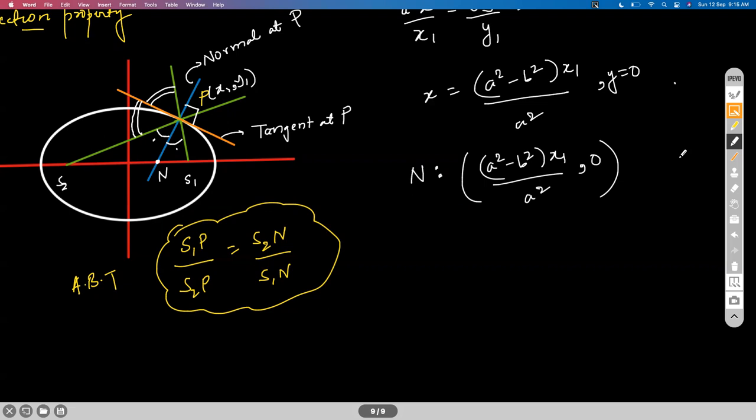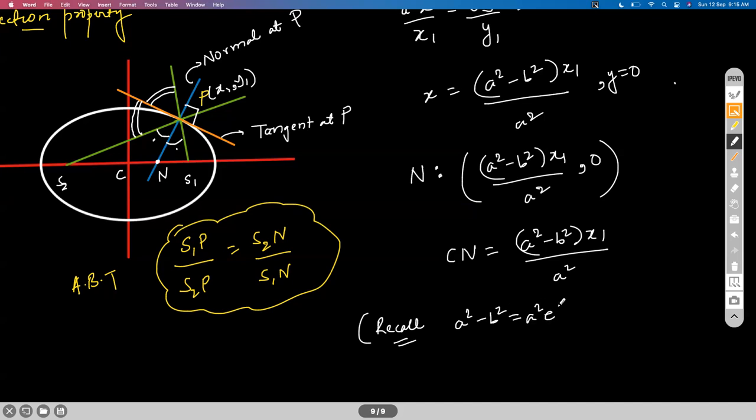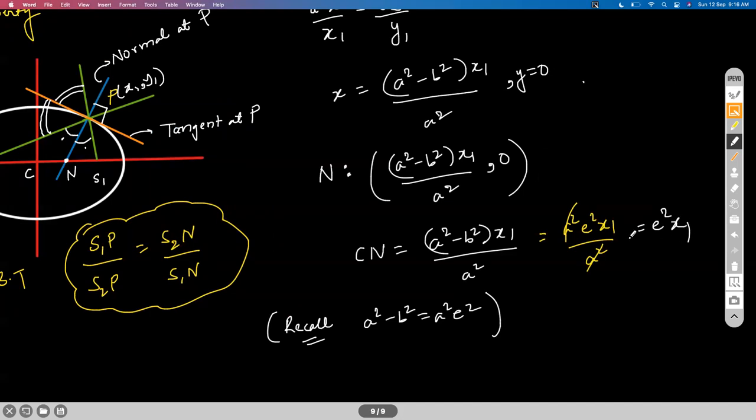So basically, you have found out CN. So the CN length is now known to you. Another thing that you would all recall here: a square minus b square is a square e square, correct? We have already seen it in our previous discussion when we talked about the length of the focal chord. So can I say this is a square e square x1 by a square? That is nothing but e square x1. Yes or no? So this length is e square x1.